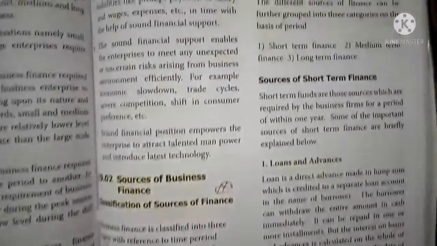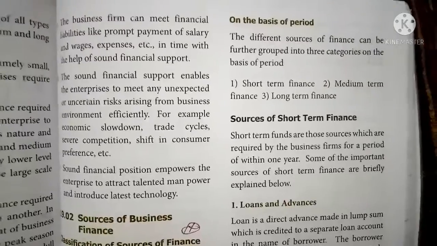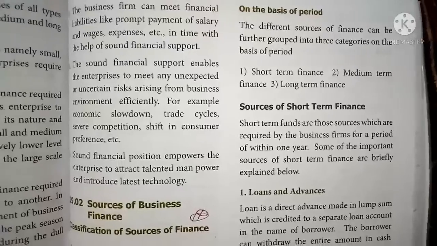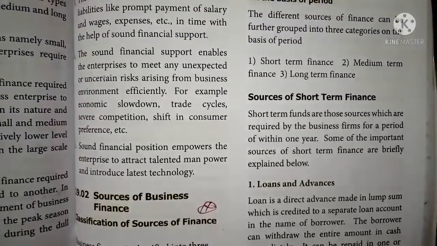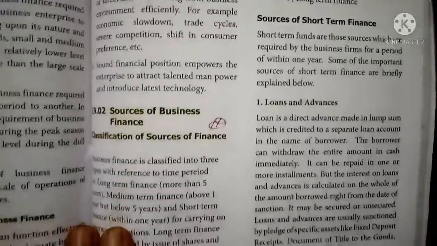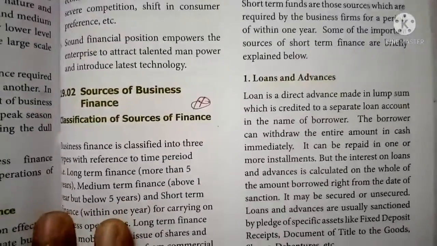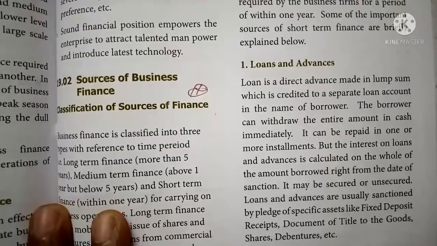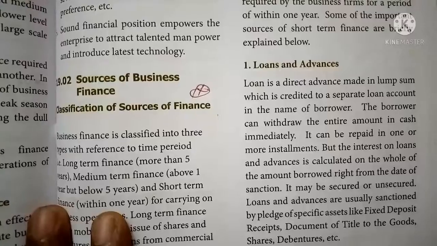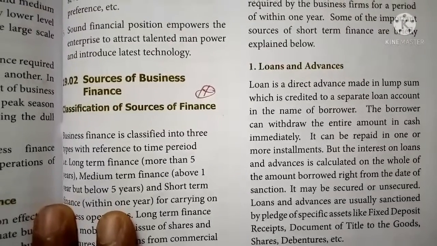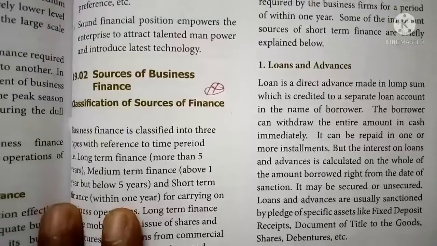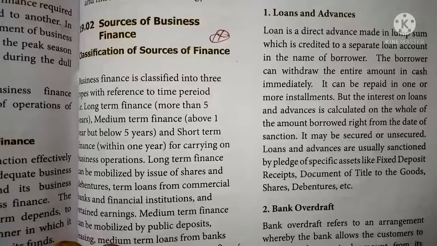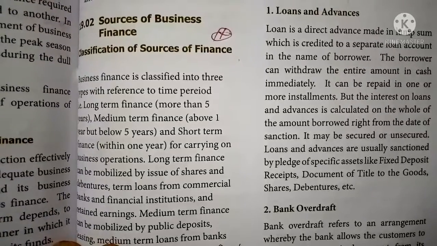There are three sources of business finance. On the basis of period, there are short-term finance, medium-term finance and long-term finance. Short-term finance point of view, loans and advances. By this way, the business will get finance. A loan is a direct advance made in lump sum, which is credited to a separate loan account in the name of the borrower. The borrower can withdraw the entire amount in cash immediately. It can be repaid in one or more installments.